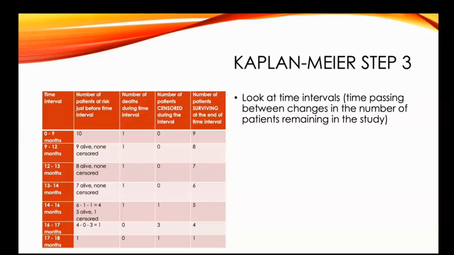Then from 16 to 17 months, again, we start with 4 patients at risk. There are actually no deaths and 3 patients are censored. So at the end of this time period, 4 patients are surviving because no one died. But then as we get to 17 to 18 months, there's only 1 patient at risk because 3 more had been censored. And during this time period, no patients die, 1 is censored, and at the end, 1 patient remains surviving.